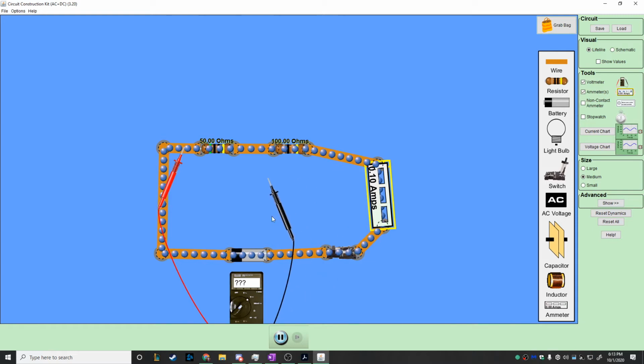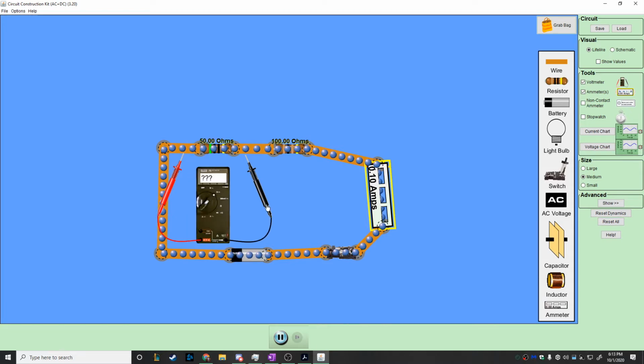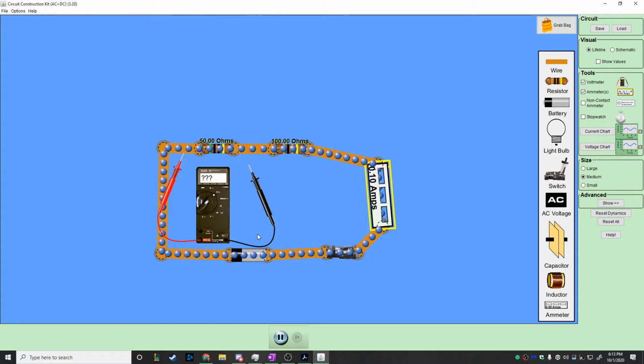So another question I could ask you, knowing that the current is now 0.1 amps, what would the potential difference on the 50 ohm resistor be? If I want to put one thing here and one thing there, what's it going to read? How do you figure it out? You type the equation you would use too, probably.